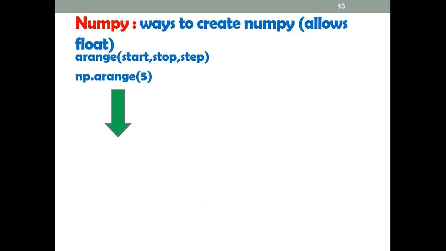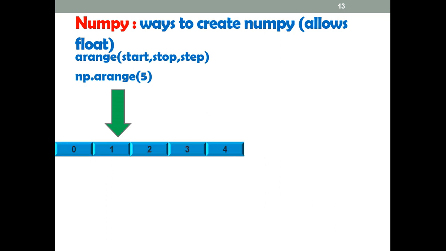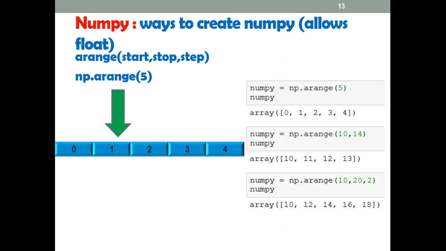If you pass an integer value like this, as I have passed here, np.arange 5. For integer arguments, the method is equivalent to Python's inbuilt range function, but returns an ndarray rather than a list. So here you can see the different examples. First I have taken np.arange and passed 5 as an argument. So it will start with 0, 1, 2, 3 and 4.